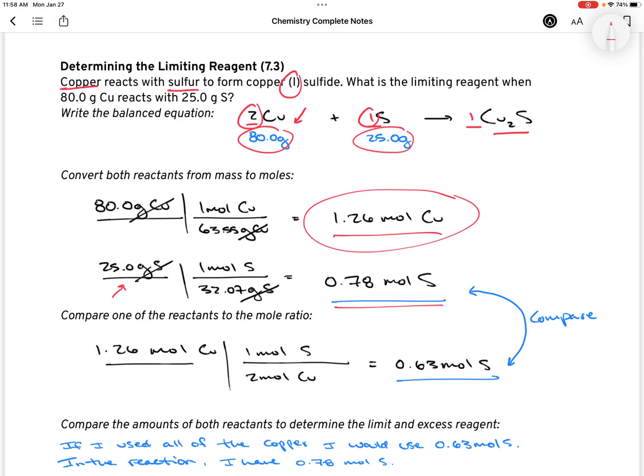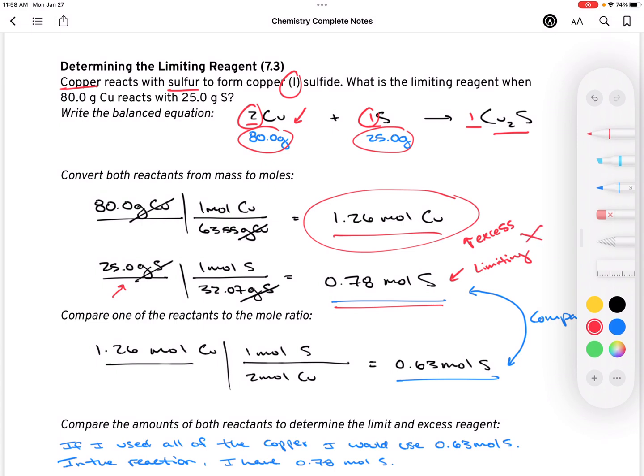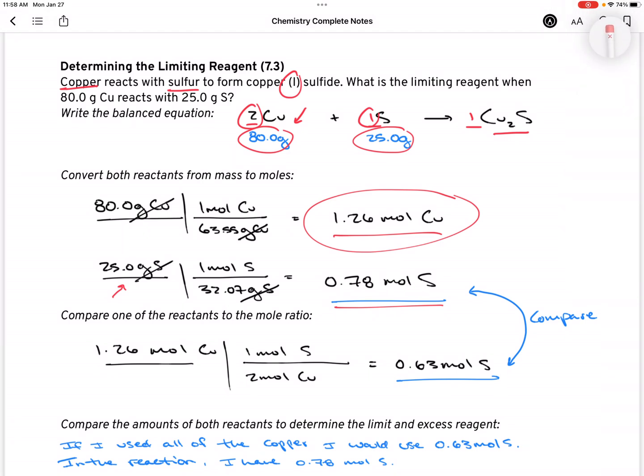That must mean this must be my excess reagent, right? And this must be my limiting reagent, right? Because it's less than this one. Well, you have to consider our now mole ratio of 1 to 2. So we don't know that that's the case. You can't assume based on the moles. We have to now do the comparison, okay? And the comparison we make is down below.